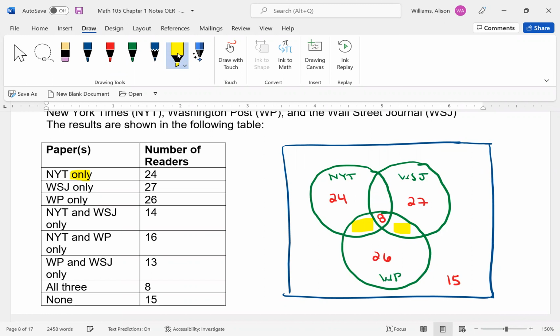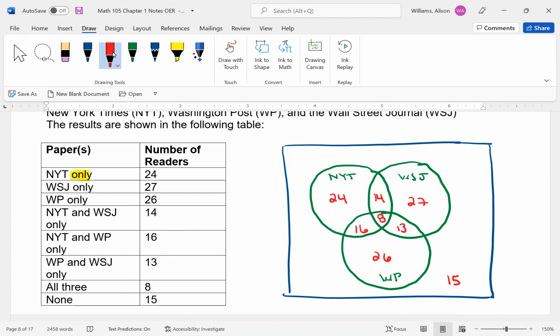So let me try to carefully erase that. There we go. So people who read New York Times and Wall Street Journal only, there are 14. That's good. It doesn't overlap the Washington Post circle. Then we'd have 16 for New York Times and Washington Post, and 13 for Washington Post and Wall Street Journal. So there we go. That's how we'd fill this out.